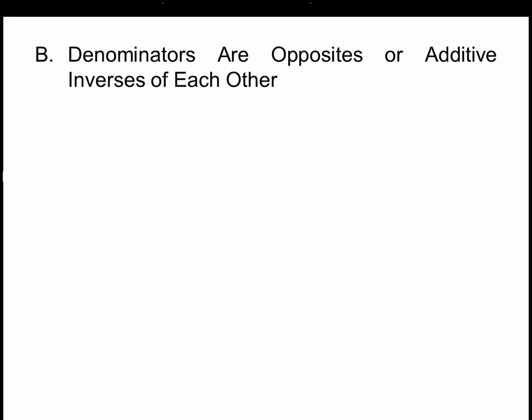Denominators are opposites or additive inverses of each other. Now, if we were dealing with nothing but numbers, this case wouldn't happen. It's only with variables that this happens. So denominators are opposites or additive inverses of each other.